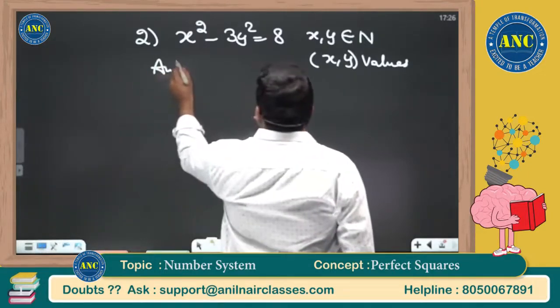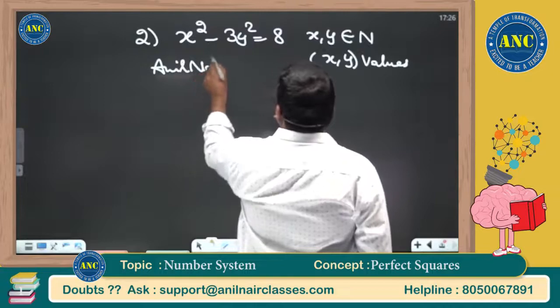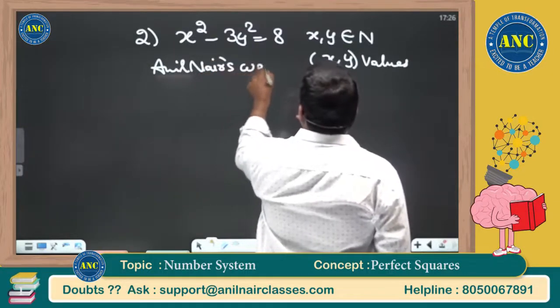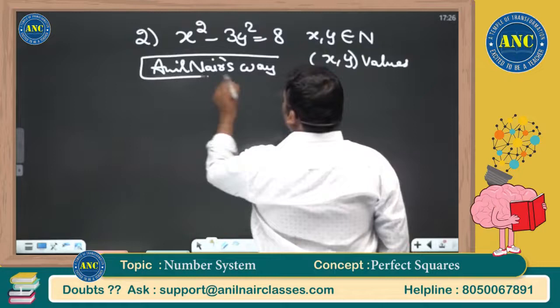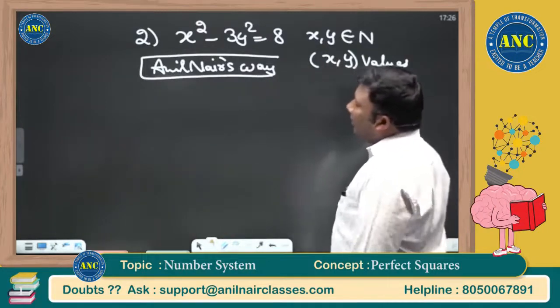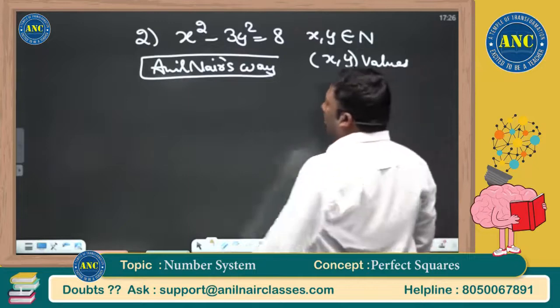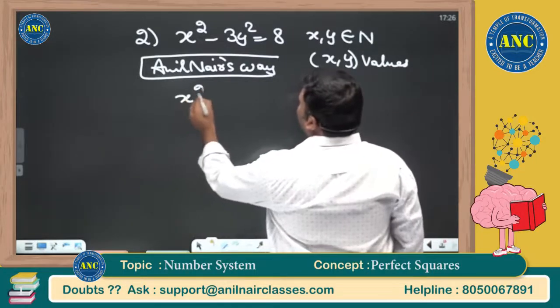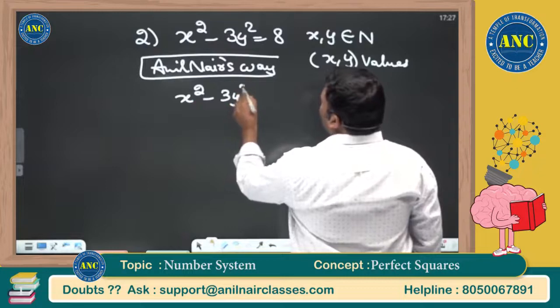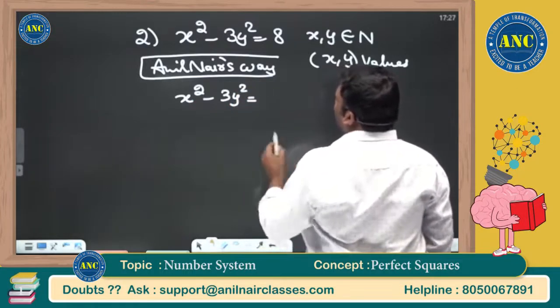Anil Nair's way of solving. For me, this question is a less than 5 seconds problem. I have seen some teachers solving it in 5 to 10 steps and saying that it's a difficult question. Please don't solve this question. X square minus 3y square equivalent to 8.